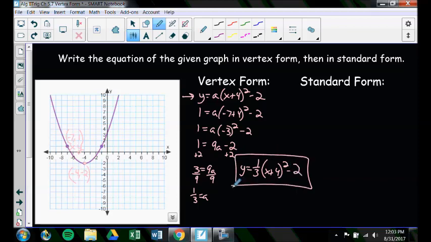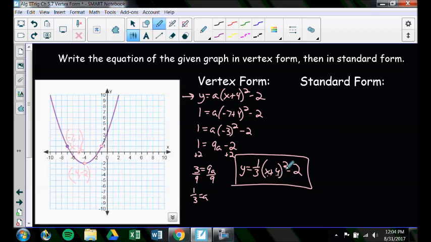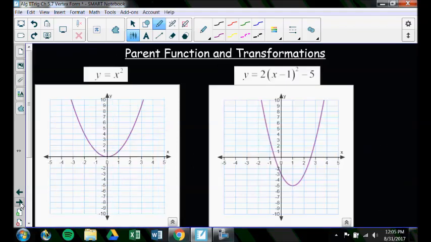That's the equation in vertex form. To check this, there's a couple things I could do. One is just pick some other point and plug it in. Like here's the point -1, 1. If I plug a -1 in for x, I should get out 1 for y. -1 plus 4 is 3, 3 squared is 9, times 1/3 is 3, minus 2 is 1. I plugged in a -1, I got out a 1. That's a very good sign we did it correctly.